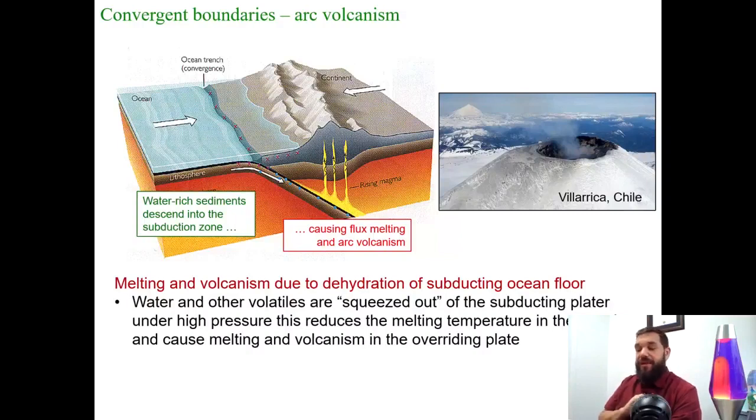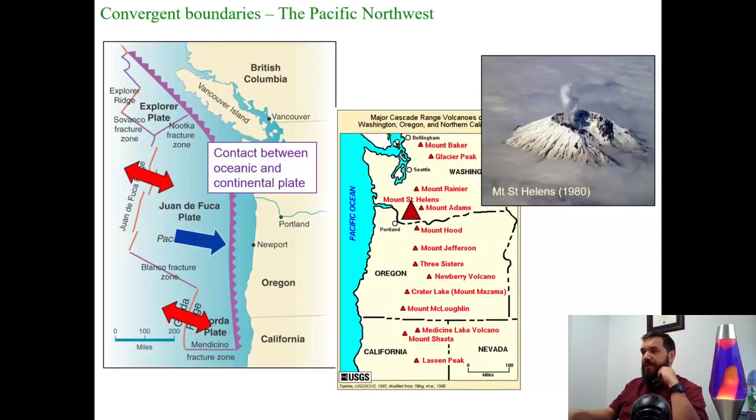So it happens by changing the melting temperature due to a flux, which is water. The water isn't superheated. There's no change to the temperature. In fact, if there is any change to the temperature, it's a cooling. It's not an increase in temperature. It's a changing of the melting temperature. We call that flux melting, which creates arc volcanism, and water-rich sediments descend into the subduction zone and add water as a flux. So that is the answer to number 11. Hopefully you can remember that for the test. I will most likely ask that on the test, just FYI.